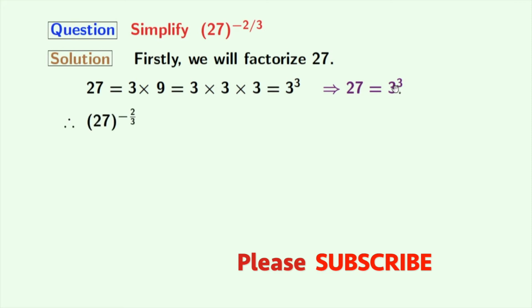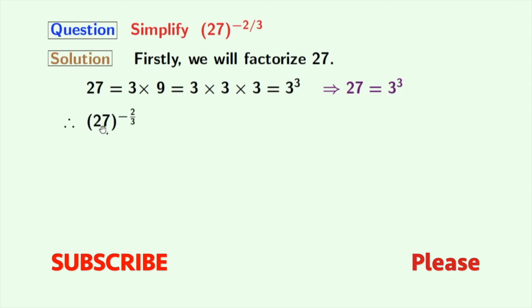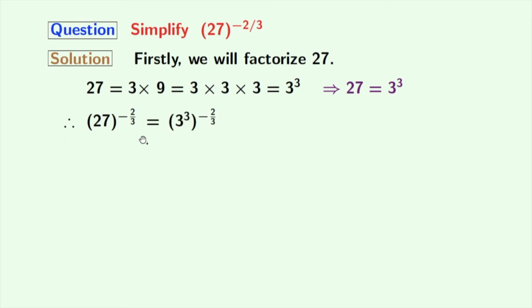Now our given expression is 27 whole power minus 2 by 3. Using this fact, this expression can be written as 3 power 3 whole power minus 2 by 3. Now we can rewrite this as 3 power 3 times minus 2 by 3, using the fact that a power m whole power n is equal to a power m times n.